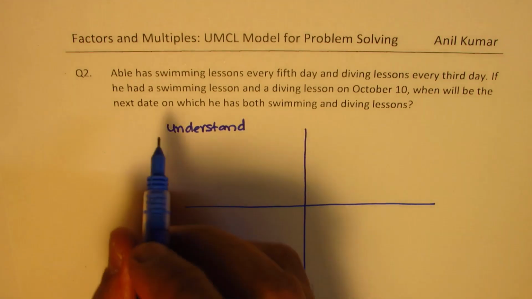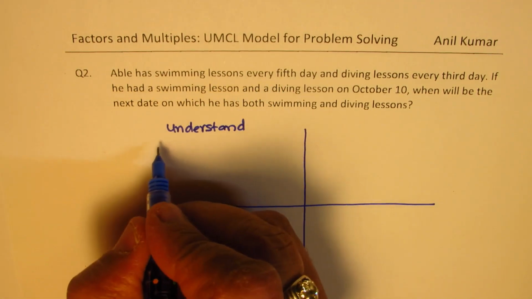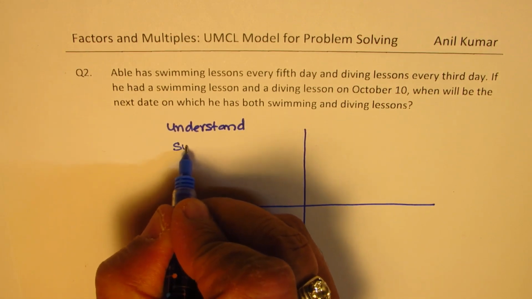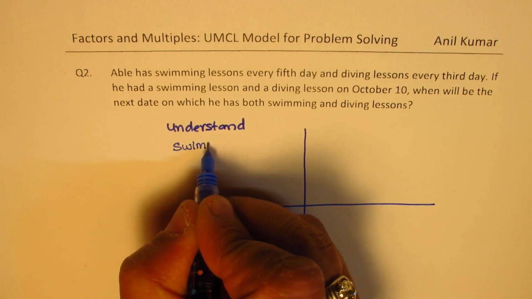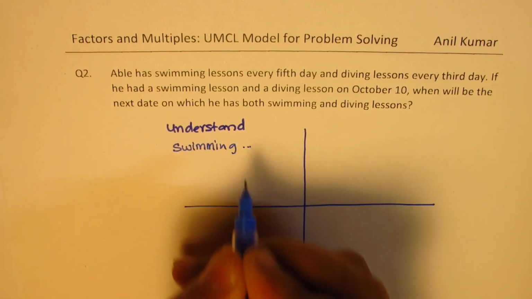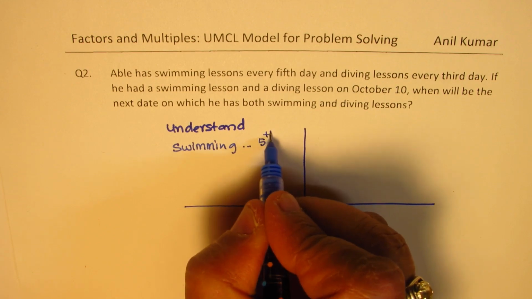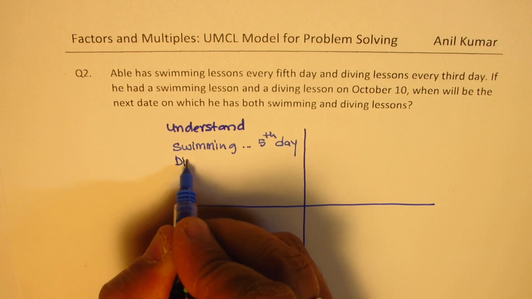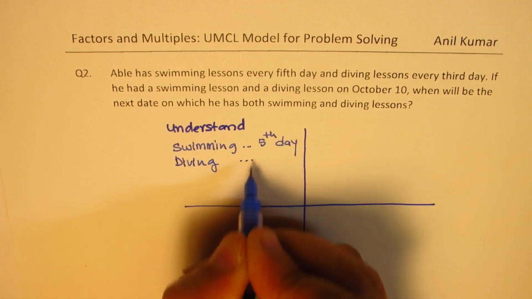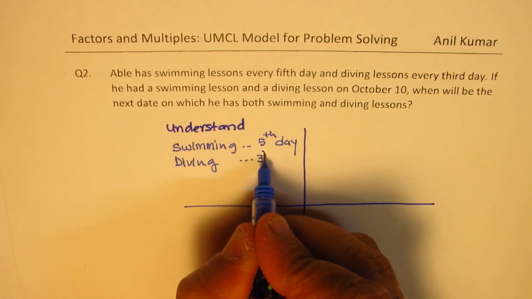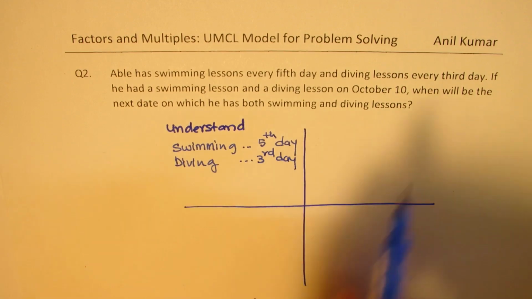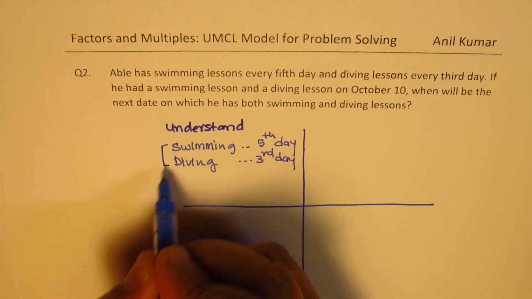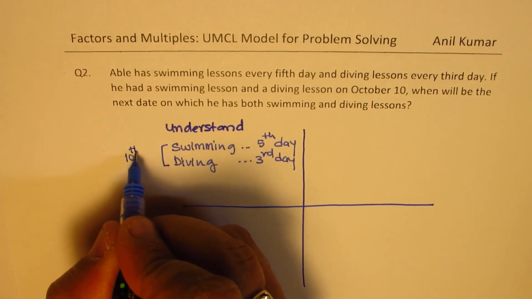We understand that Abel has swimming lessons every... So we're talking about Abel. So we are talking about two things. First is swimming lessons, which is every 5th day. And then diving lessons, which is every 3rd day, right? So that is given to us, and it's also given that together, it was 10th of October.